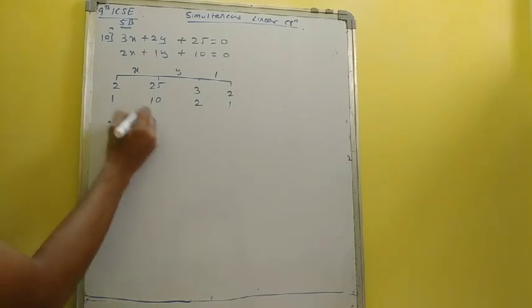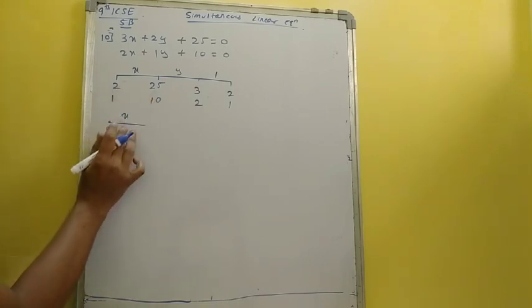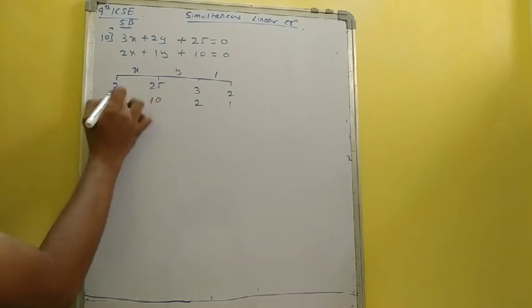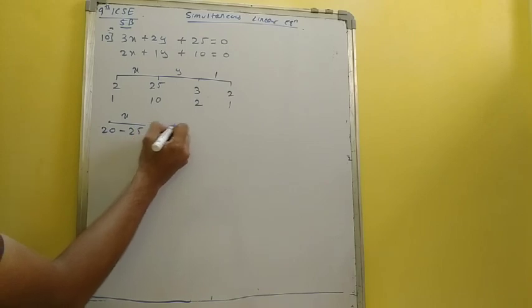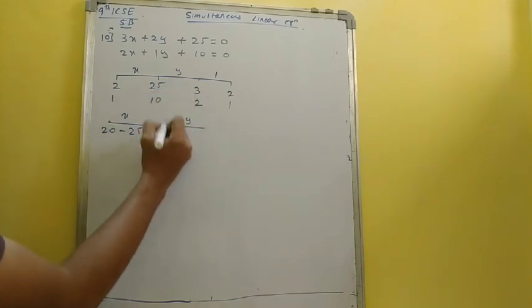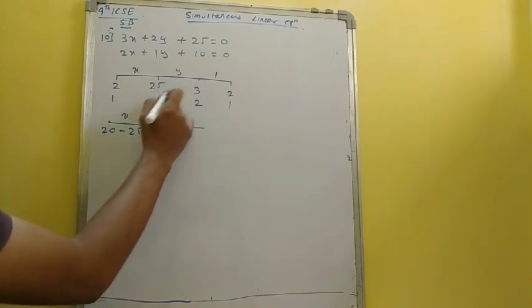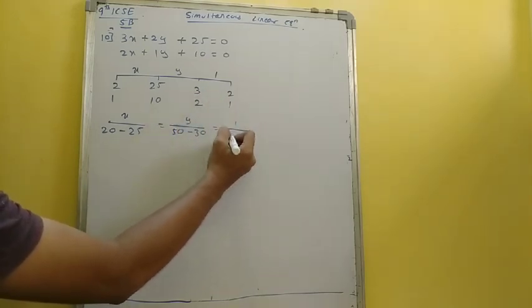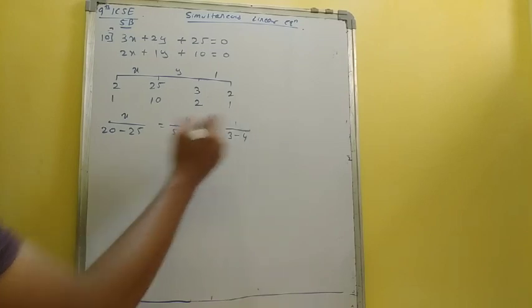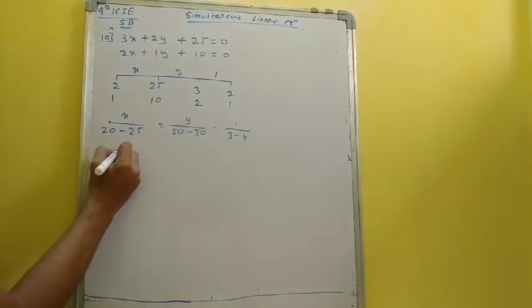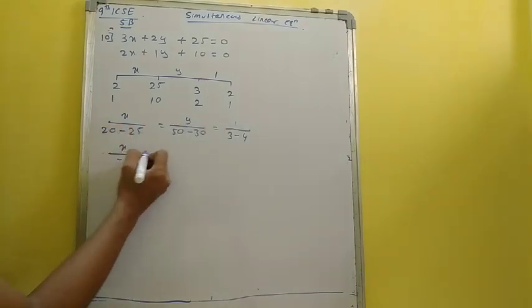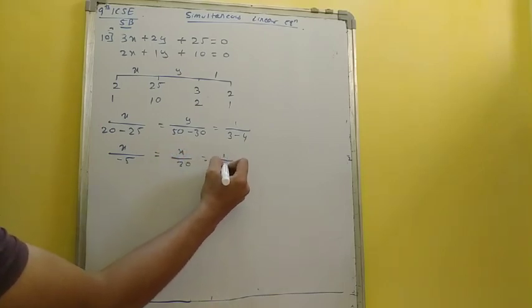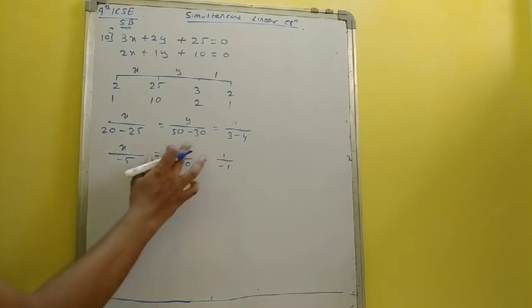So x upon this multiply by this, so I directly write 2 10s are 20 minus 25 1s are 25. Y upon 25 2s are 50 minus 10 3s are 30. Over here 1 upon 3 1s are 3, 2 2s are 4. So the value of x upon 20 minus 5, 1 upon minus 1.